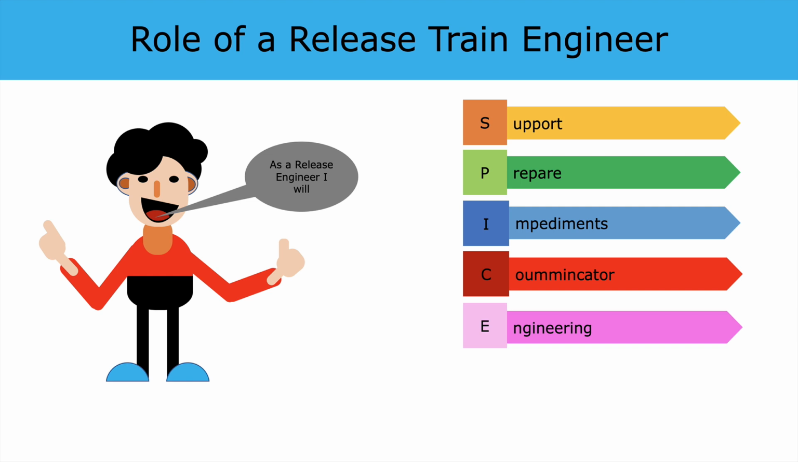Communicator. The Release Train Engineer should be able to deliver a message with tact, be sensitive to how to deliver the message to the teams and senior management. Engineering. A great Release Train Engineer will not just focus on the SAFe ceremonies, but also look at the engineering practices, such as are we doing code reviews, pair programming, are we automating our test cases, and using practices such as TDD and BDD.